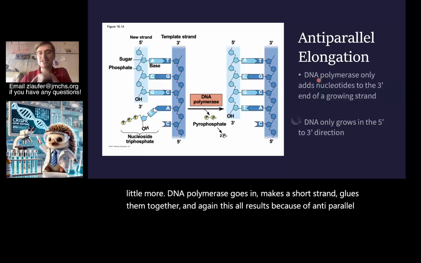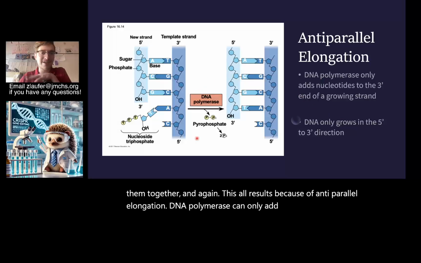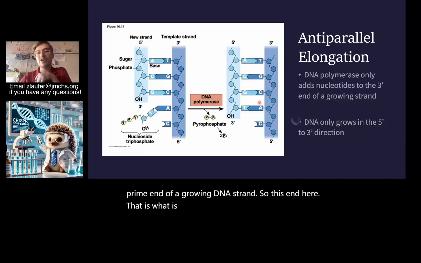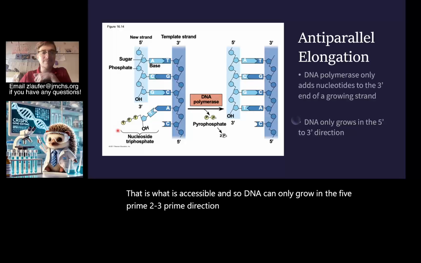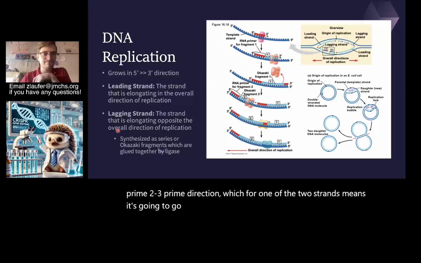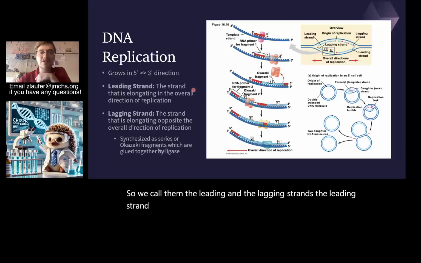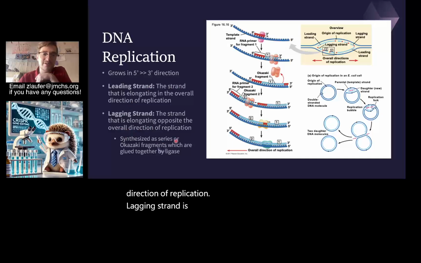DNA polymerase can only add nucleotides to a 3' end of a growing DNA strand, so this end here, because that is what is accessible. And so DNA can only grow in the 5' to 3' direction, which for one of the two strands means it's going to go backwards. So we call them the leading and the lagging strands. The leading strand is DNA polymerase going in the direction of replication. Lagging strand is DNA polymerase going opposite the overall direction of replication.